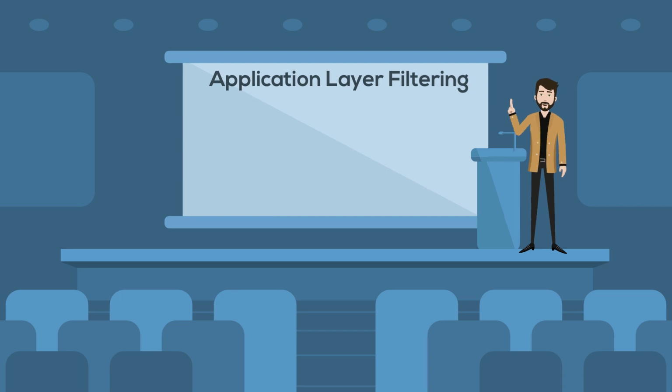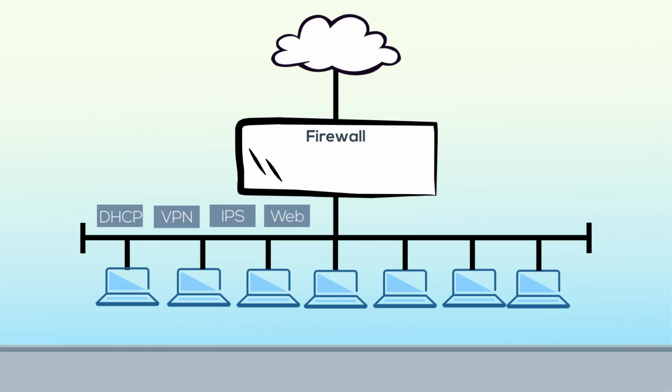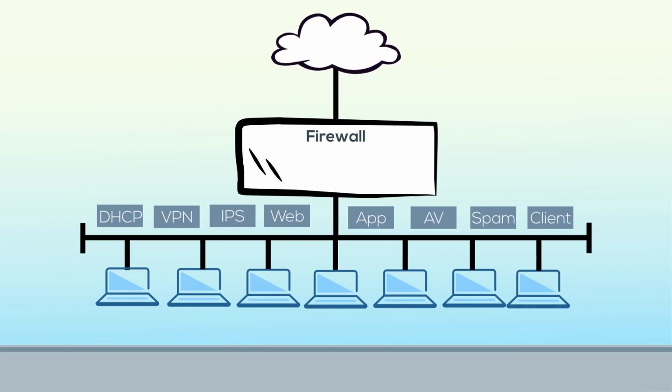And in the case of HTTP, it can differentiate between browser traffic to a blog, a file-sharing site, e-commerce, social media, voice over IP, email, and many more. Along with firewalls, most networks rely on a set of services to function properly or to provide different types of network security functions. Examples of this include DHCP, Virtual Private Networking or VPN, Intrusion Prevention Systems or IPS, web filtering, application control, antivirus, anti-spam, and endpoint control.